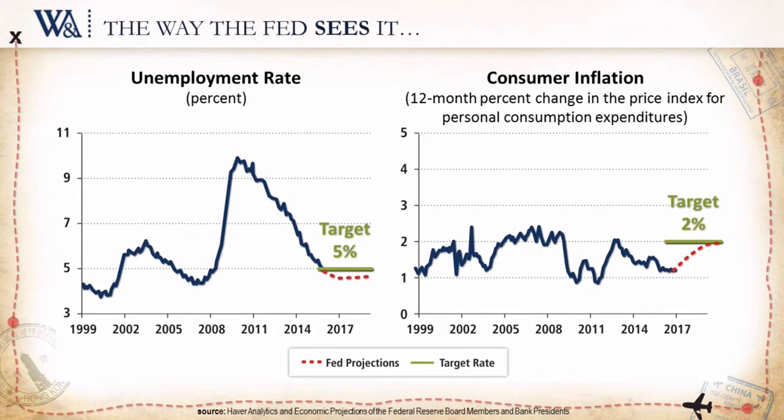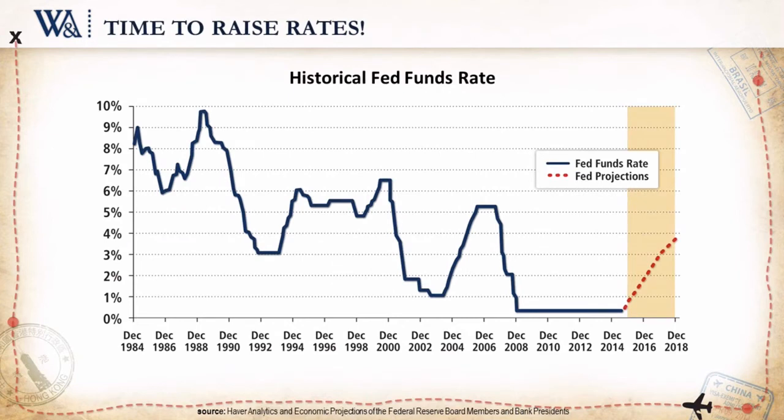So right now the unemployment rate has fallen below 5%, which is basically the Fed's mandate. And they believe that inflation will climb back to their 2% target. And since both of these conditions are being met, the Fed decided in December of 2015 to raise rates for the first time since 2006. But not only did they do that, they projected that they would raise rates 4 times this year and 4 times next year. And that changed things considerably in the market.